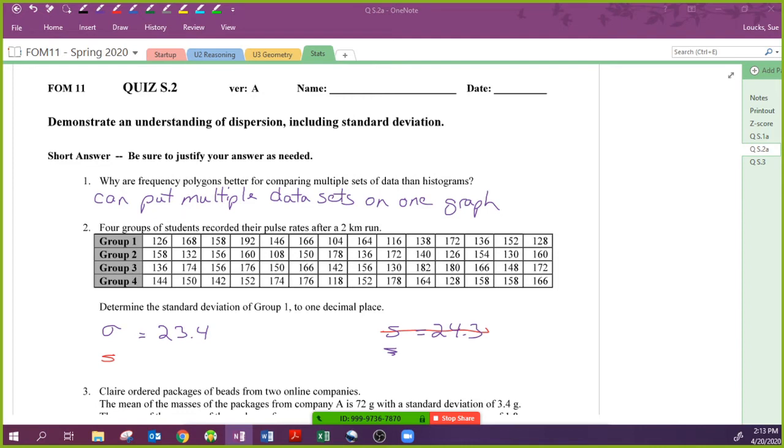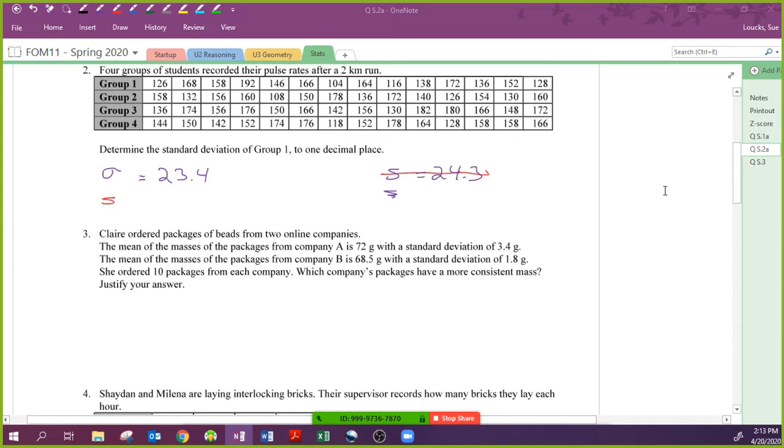Question 3. The question is asking which company's packages have a more consistent mass? Well, that's exactly what standard deviation measures. So the one with the more consistent mass is the one with the smaller standard deviation. So it's company B. So your answer is B, smaller standard deviation.